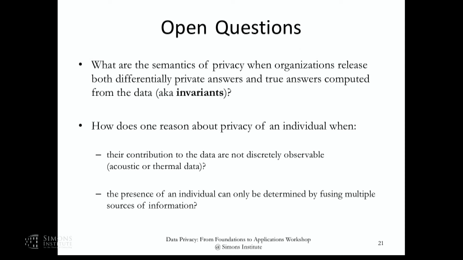There are open questions here. We had a long discussion about invariants and semantics, and that's very hard. There are also cases where it's a little tricky to think about what the privacy object is. Like if you have thermal data or acoustic data, where there's no discrete record for an individual, what does it mean to think about the effect of an individual on something?